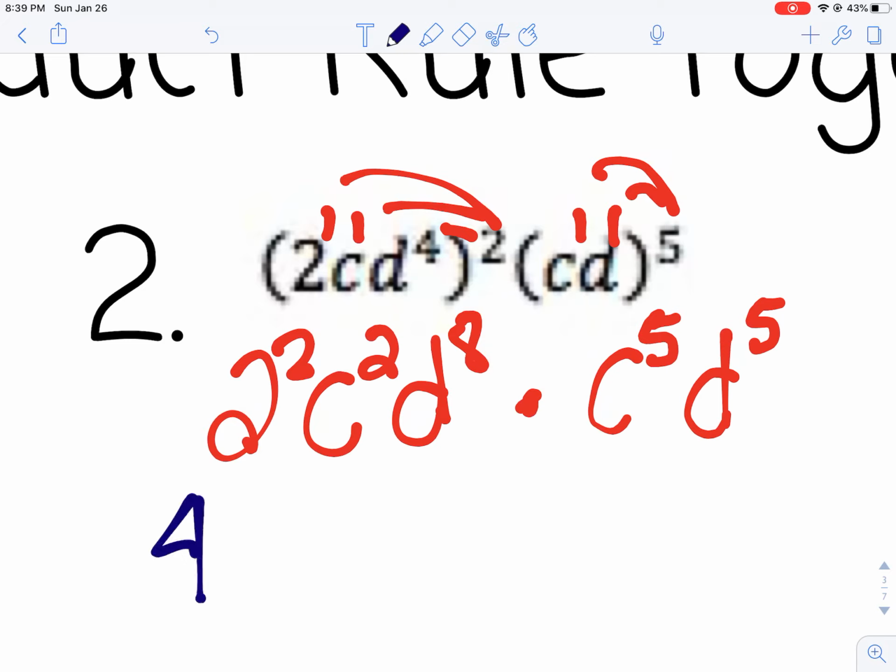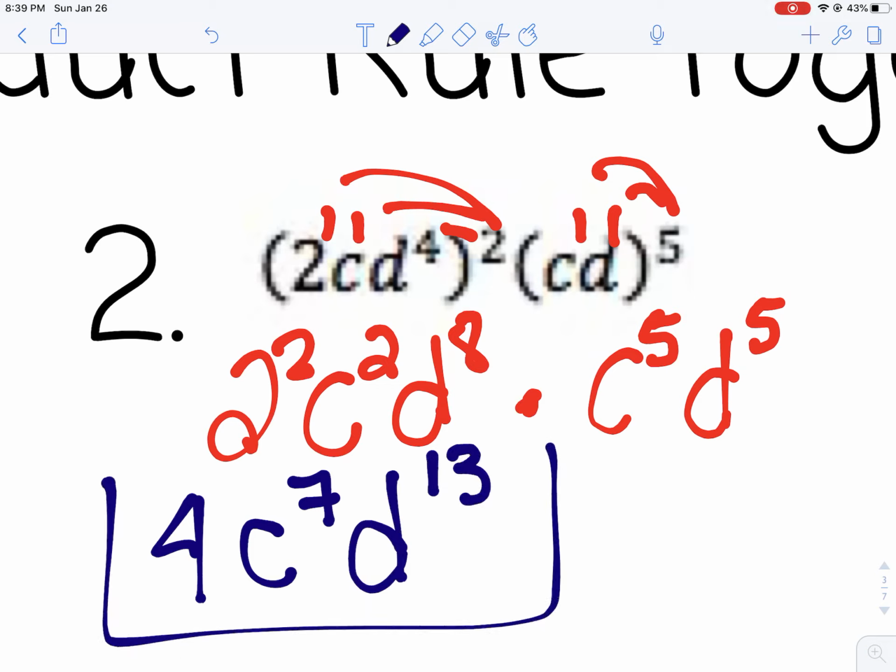Now 2 squared is 4. I have c squared and c to the 5th. So 2 plus 5 gives me c to the 7th. And then d to the 8th and d to the 5th. 8 plus 5 gives me 13. At that point, I'm done.